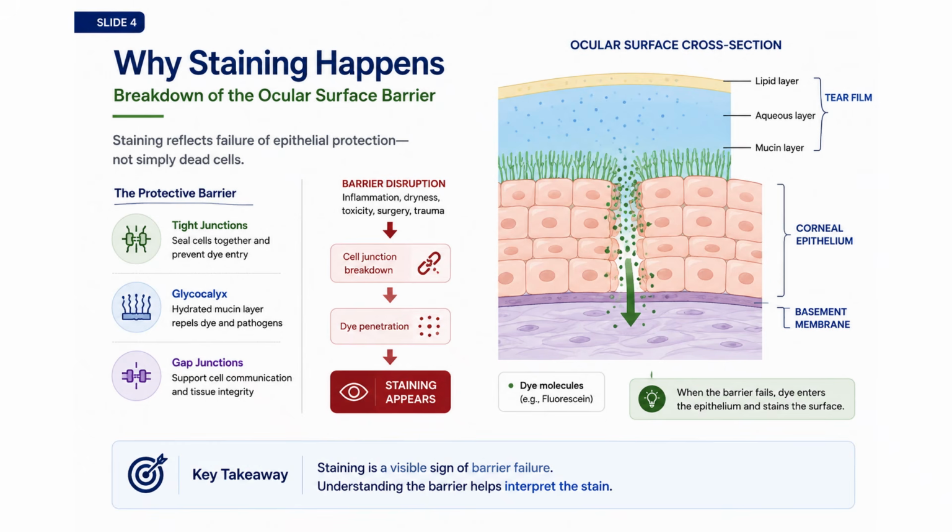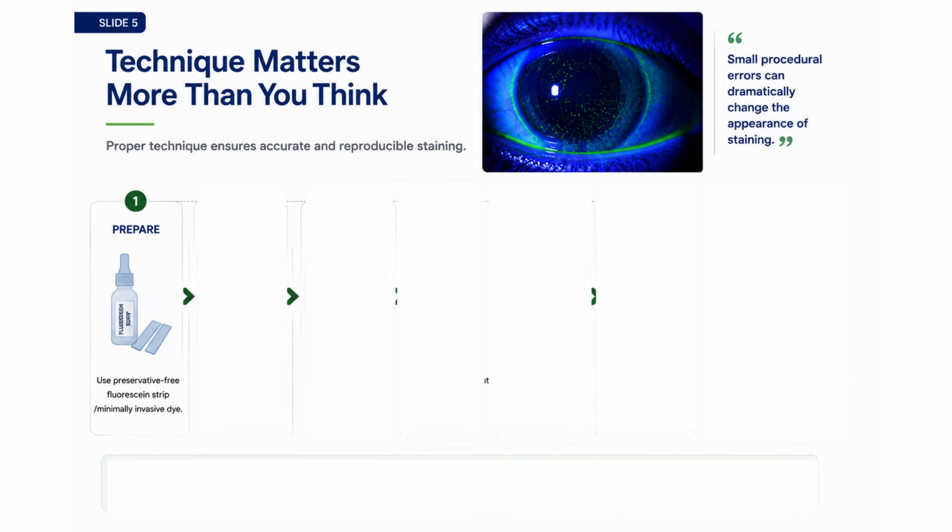Staining is a visible sign of barrier failure. Understanding the barrier helps interpret the sign. If five ophthalmologists stain the same patient, do they all get the same result? Usually, no. The difference is frequently not the patient, but the technique.